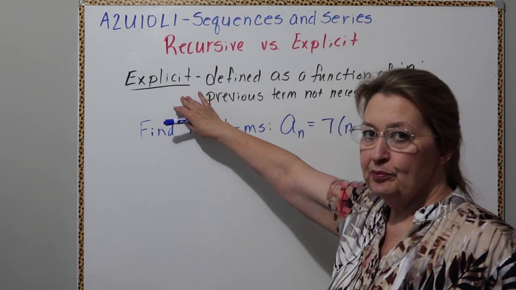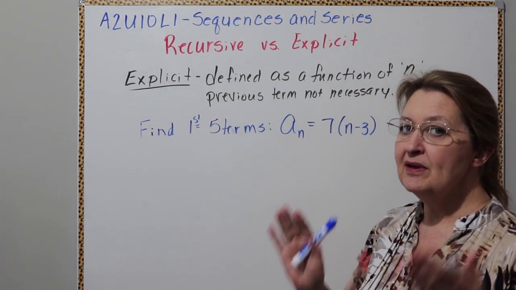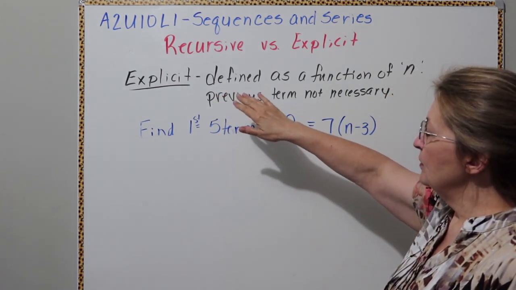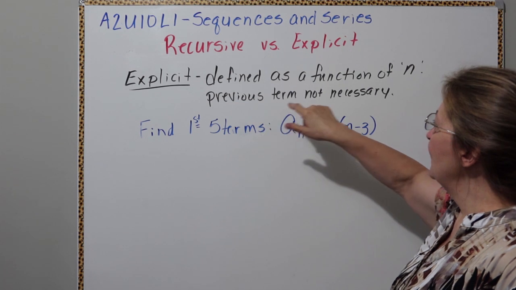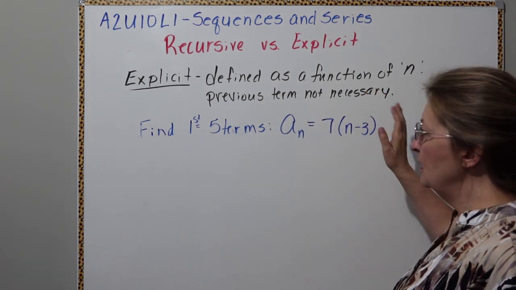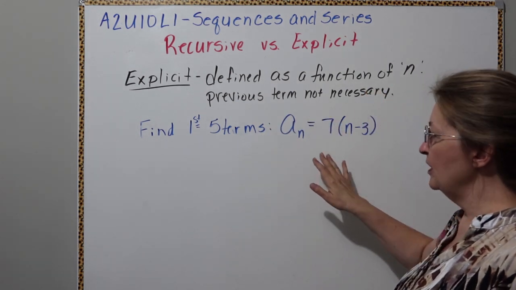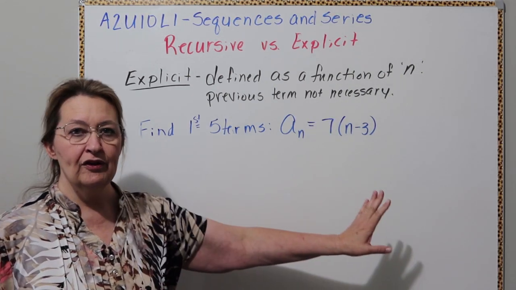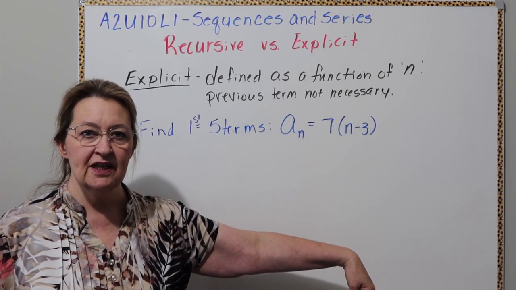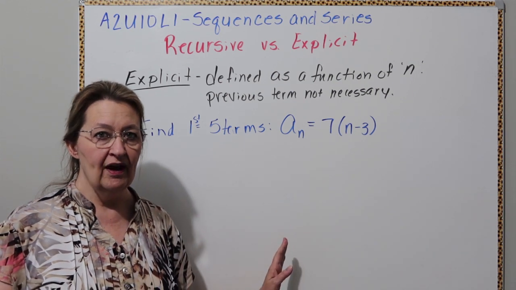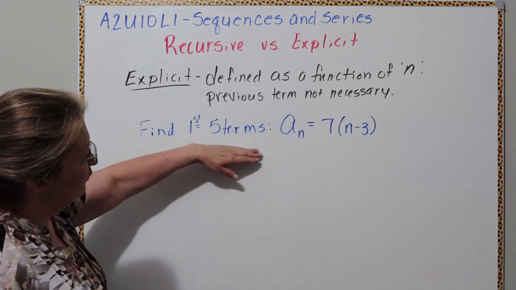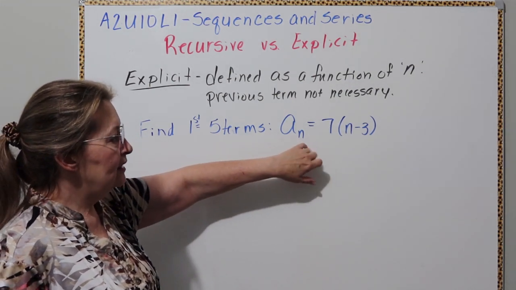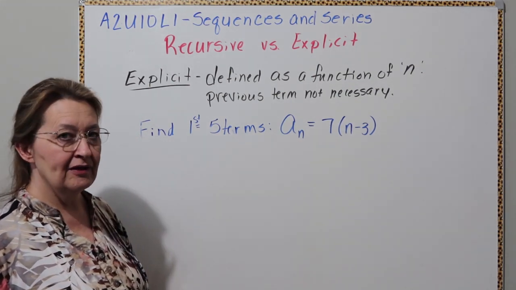Now we're ready for explicit sequences, and I promise this is much easier. An explicit sequence or an explicit term is defined as a function of n. The previous term is not necessary. So that's your definition. So you don't have to go all the way through. You can find term 56 without knowing what term 55 is. Let's find the first 5 terms of, and here's our rule, an is equal to 7 times n minus 3.